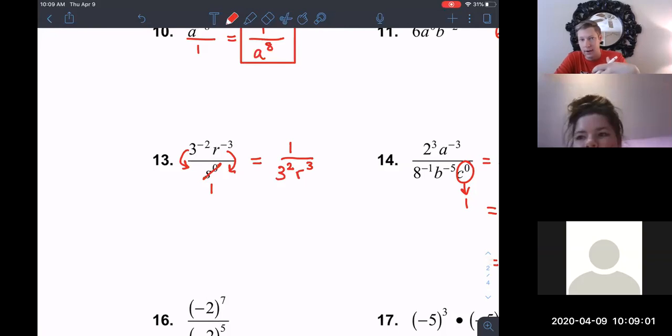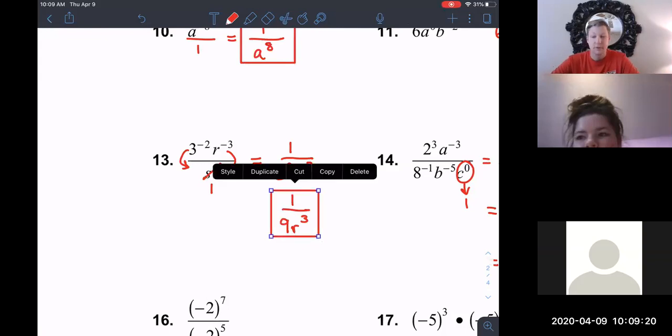Now the r to the third power, nothing we can do about that. We don't know what r is, but 3 squared we can simplify. What is 3 squared? 9. Right, so that gives us 1 over 9r cubed, or to the third power, however you want to say it. So simplify your negative exponents first. Some students like doing it first, some students like doing it last. It all depends on what you have in the problem.